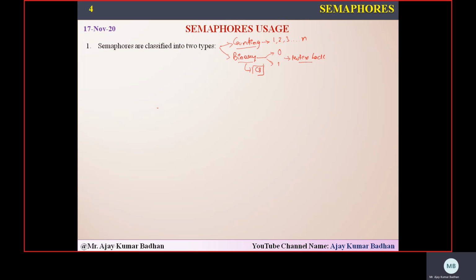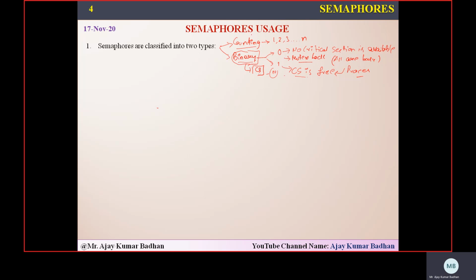Now the first thing that comes to mind is which one to use where. Basically, the binary semaphore we use whenever we are allocating a critical section to a process. As I told you, 0 indicates that no critical section is available. It indicates that all the critical sections are busy. Whenever it is 1, that indicates that the critical section is free, and any process can try to access that particular critical section.